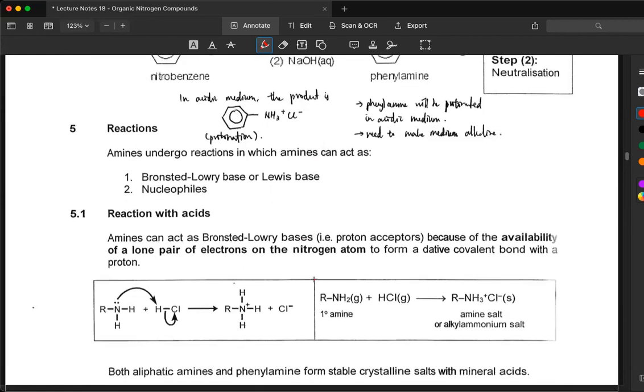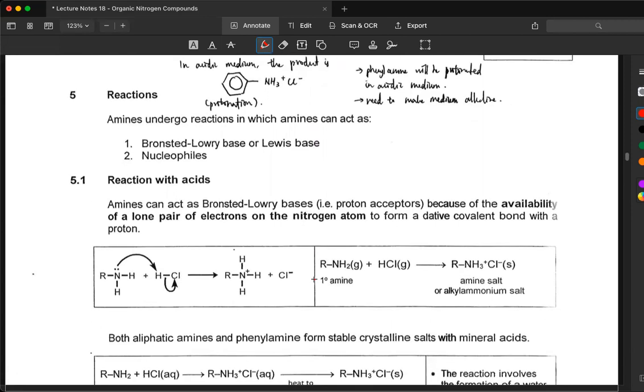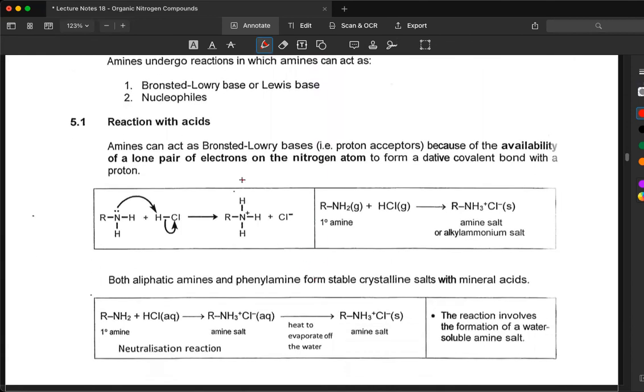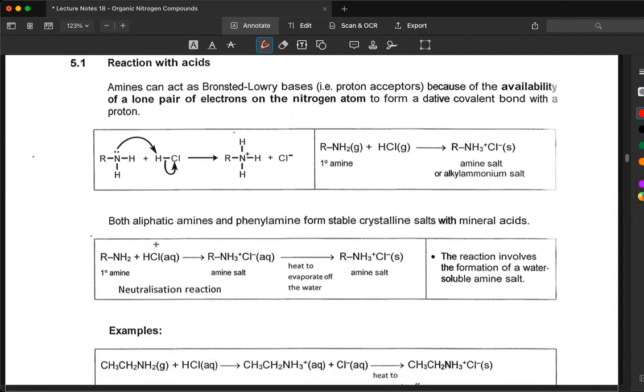Now let's start with the reactions amine undergo. Basically, we need to understand what amine acts as in reactions. They are Brønsted-Lowry base or Lewis base as mentioned earlier. They are also nucleophiles as discussed. So amine can act as Brønsted-Lowry base or proton acceptor because the lone pair of electrons is available to form dative bond with proton. Both aliphatic amine and phenylamine form stable crystallized salts with mineral acids.